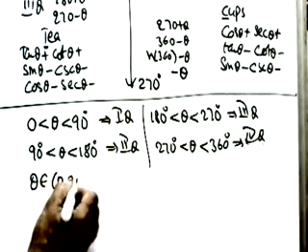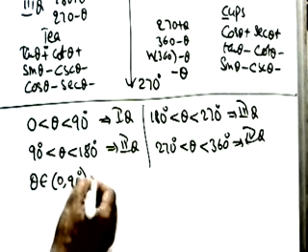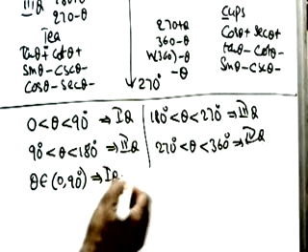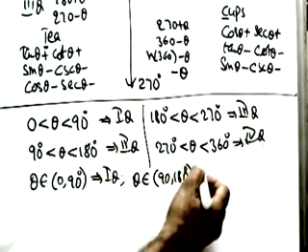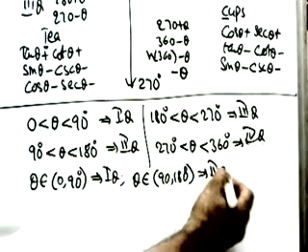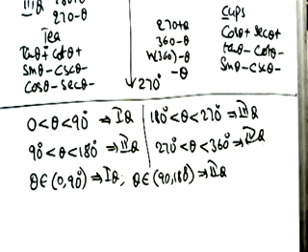Sometimes it is denoted like this: theta belongs to (0, 90 degrees), that means this is the first quadrant. Theta belongs to (90, 180 degrees), we can say this belongs to the second quadrant. In the same way, 180 to 270 is the third quadrant, and 270 to 360 is the fourth quadrant. So this is one concept.